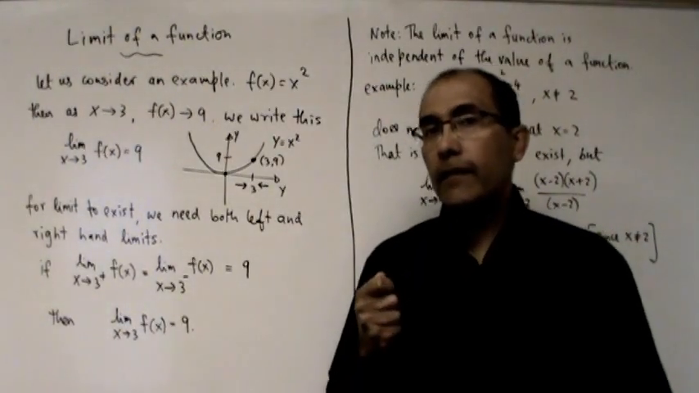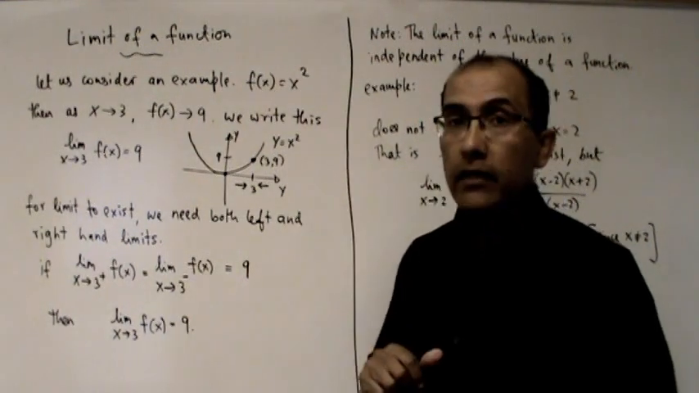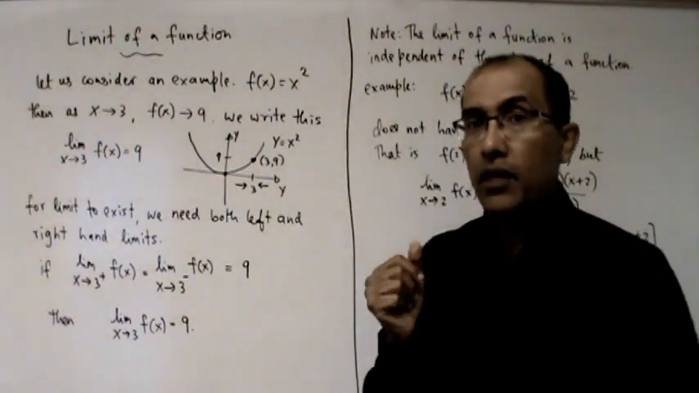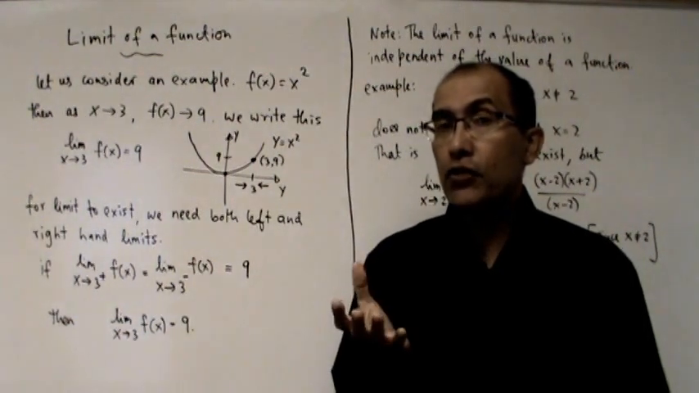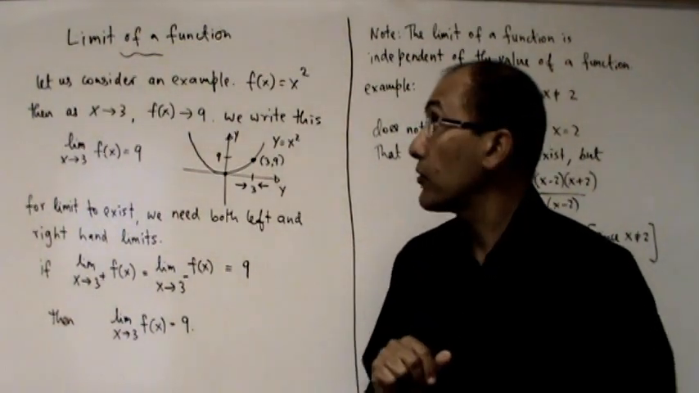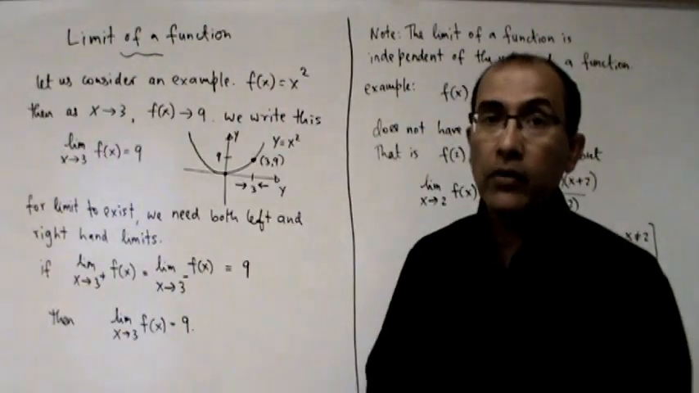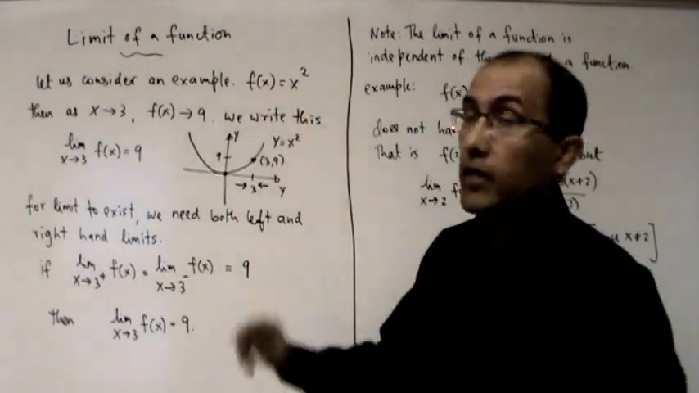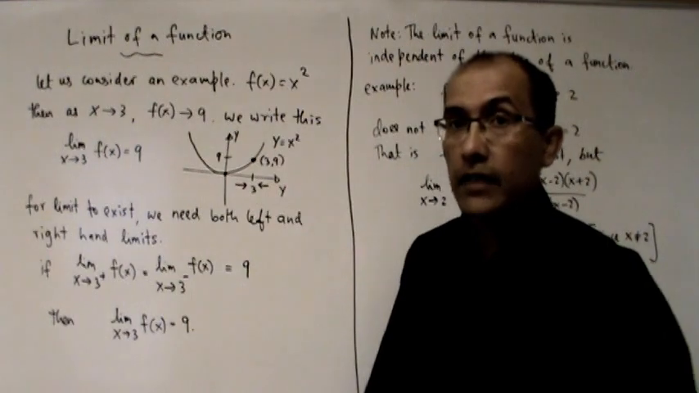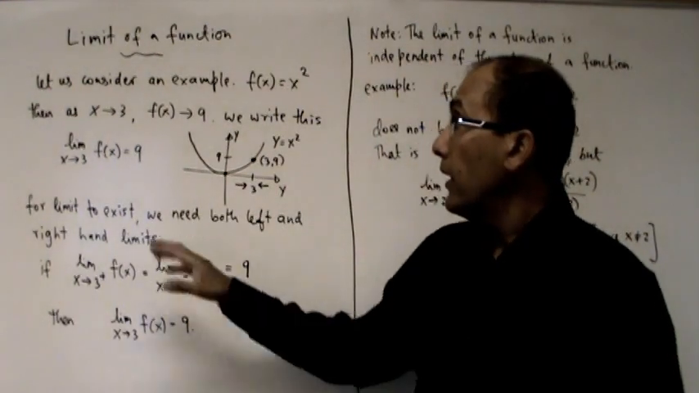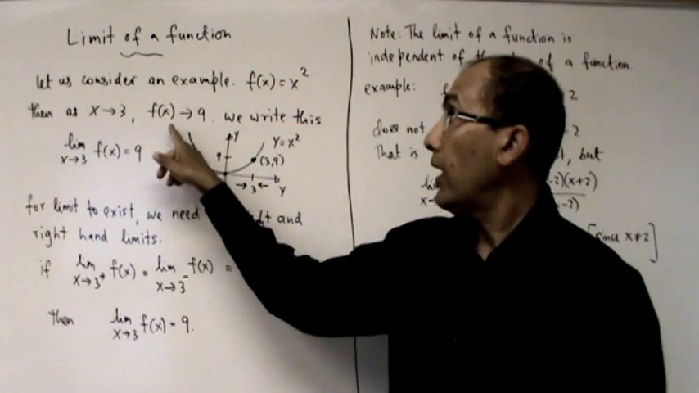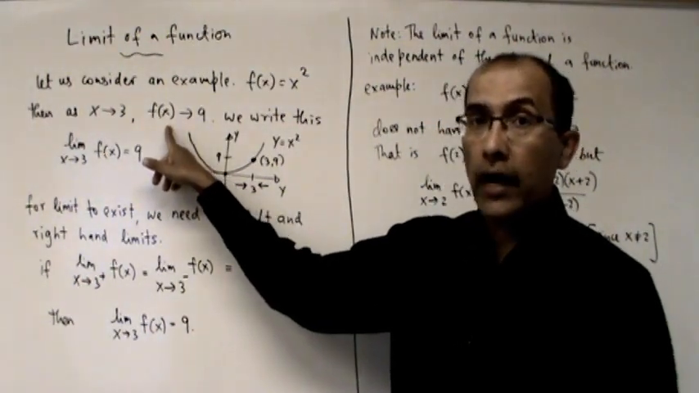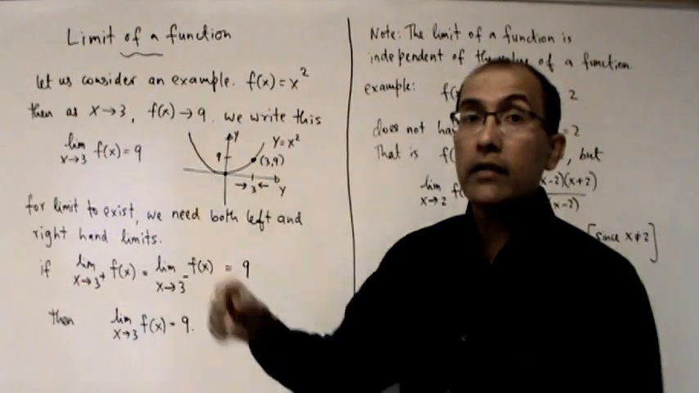Right, the next thing we are going to look at is the limit of a function. This is a concept you are already familiar with from high school, so we'll quickly go through that. Let me look at an example here. Suppose we have the function f(x) equals x squared, and we know that as x approaches 3, f(x) approaches 9. That's how we write the limit.